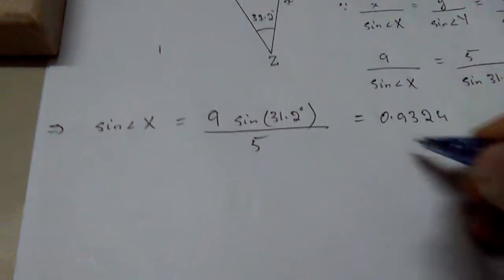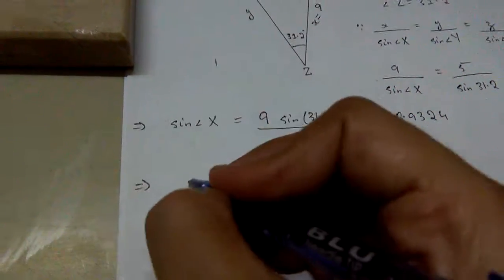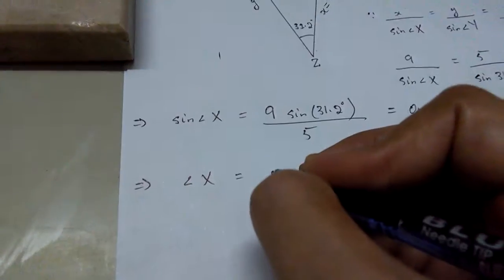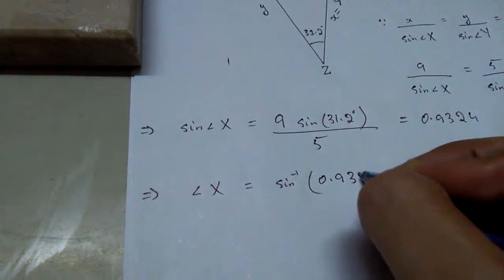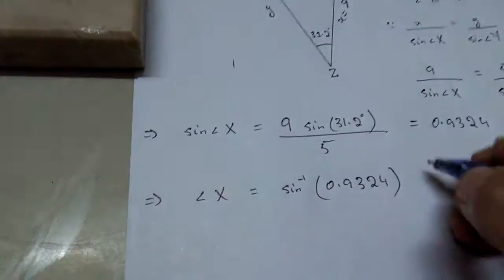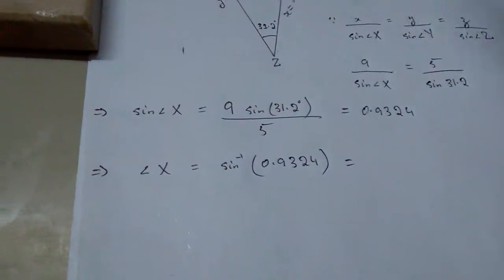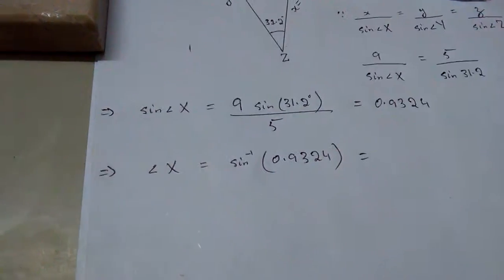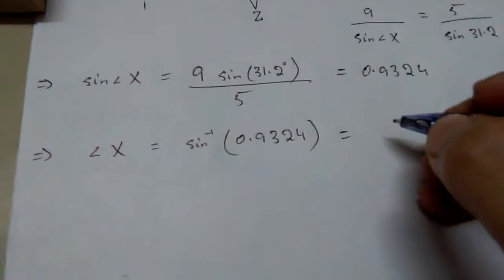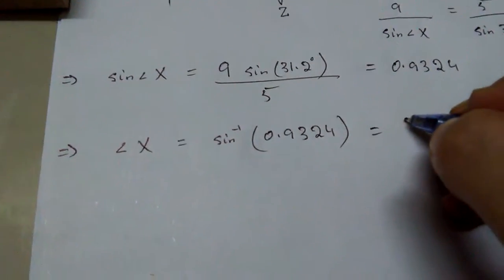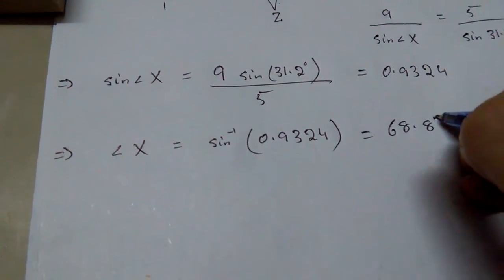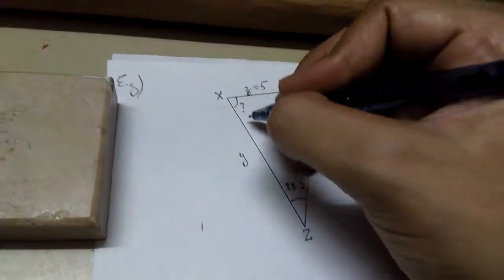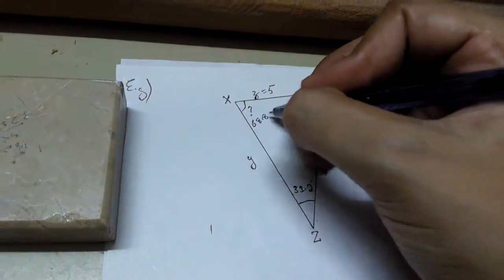Now I'm going to take the sine inverse, because I have to find the angle, so I will take the inverse of sine. This is going to give me the required angle X, and I come to know that this is 68.81, or simply 68.8. That's fine. So this is angle X, 68.8 degrees.